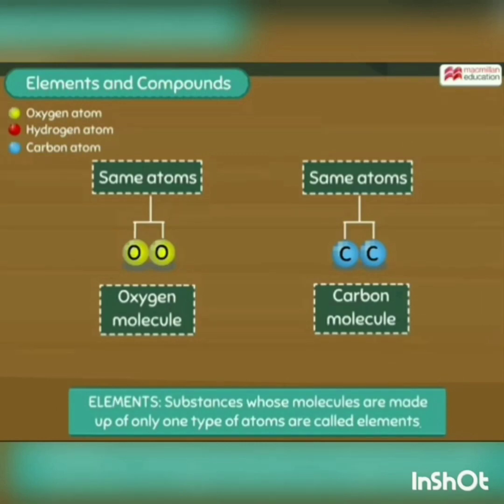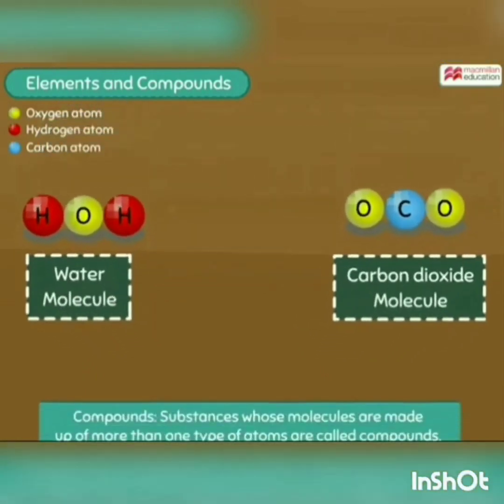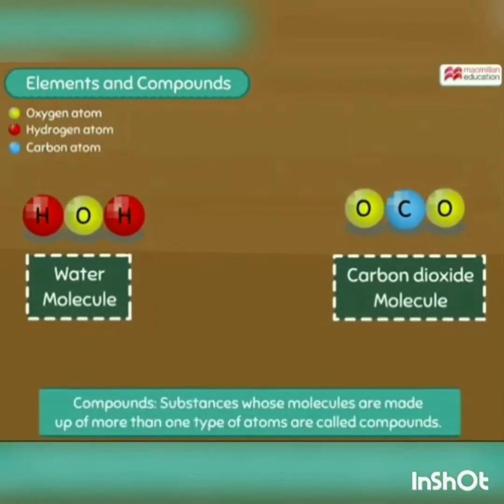On the other hand, if you notice the molecules of water and carbon dioxide, they are made up of different types of atoms. And the substances whose molecules are made up of 2 or more than 2 types of atoms are called compounds.